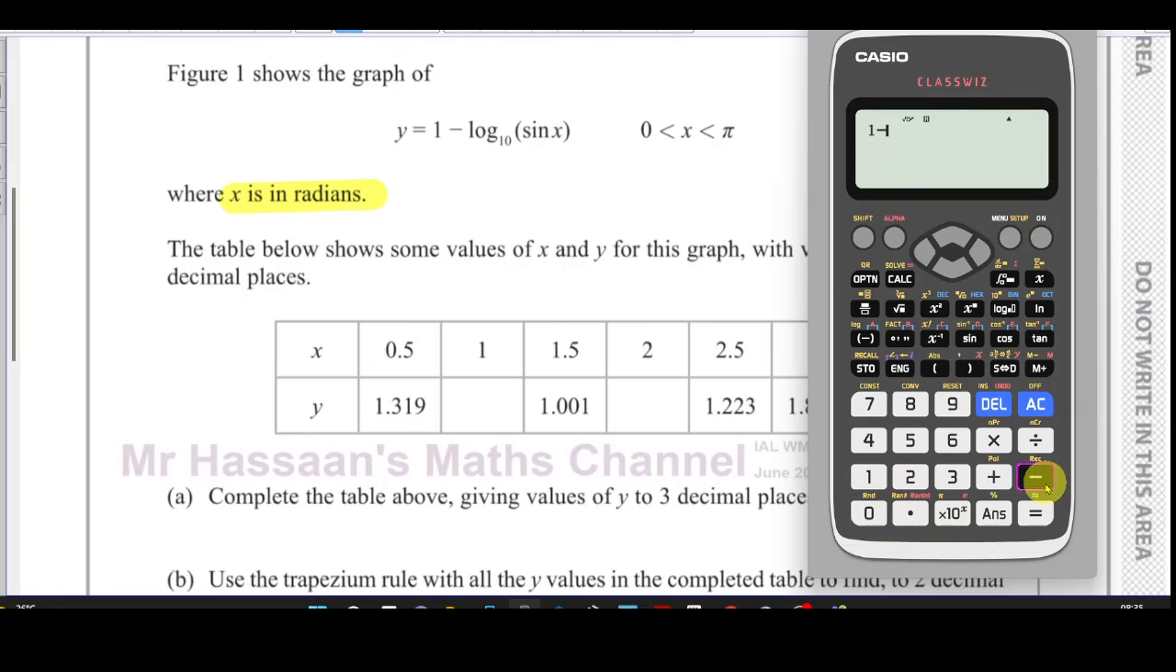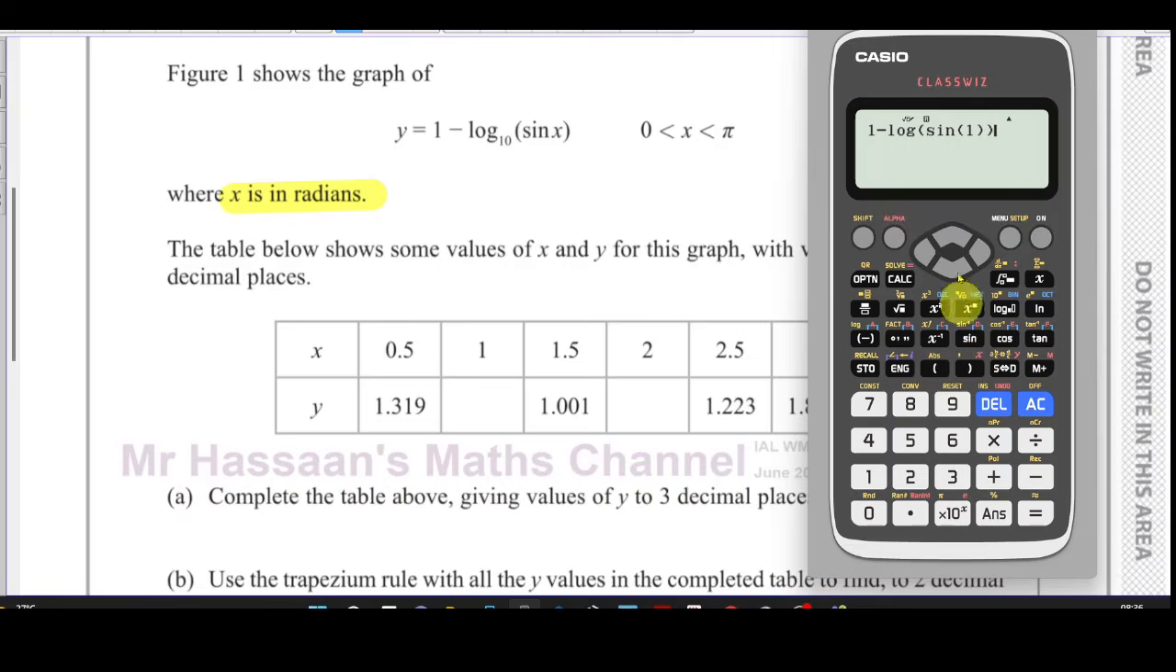So we have 1 minus, now it says log to the base 10. We don't need to use this button. You could put log to the base 10 of 1, but there's a button here which means log to the base 10. If you write log without anything, by default it's to the base 10. That's how all logs were written before in the calculators anyway. So log to the base 10, you don't have to write 10, of sine of 1.